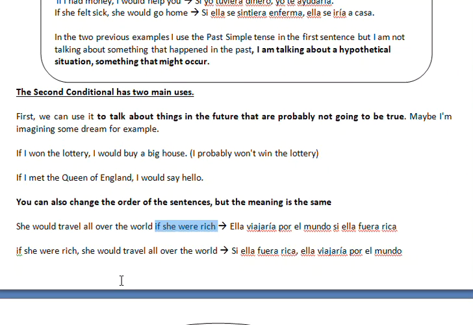If she were rich, she would travel all over the world. Si ella fuera rica, ella viajaría por el mundo. Lo único que cambié fue el orden de las oraciones.